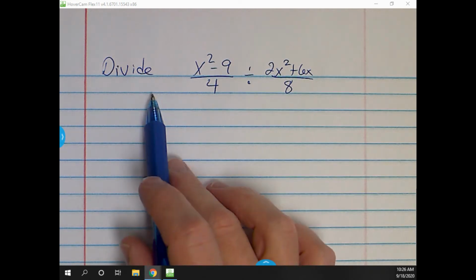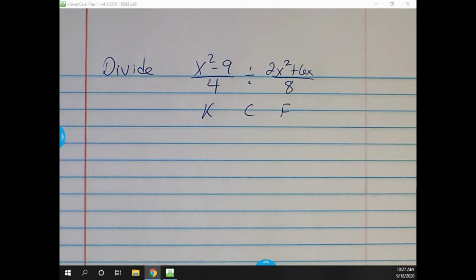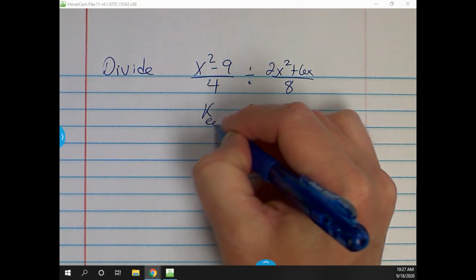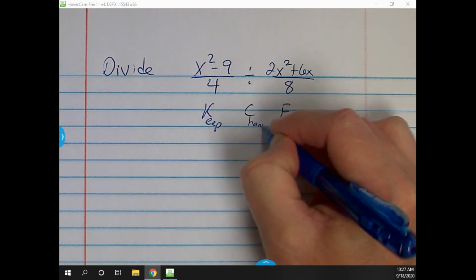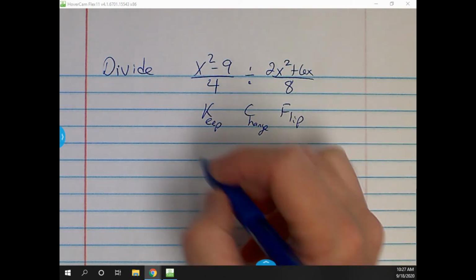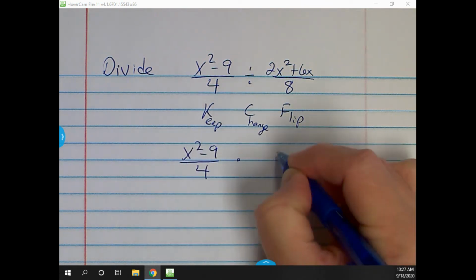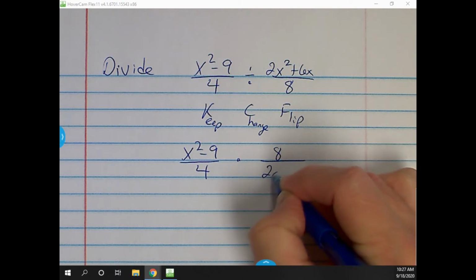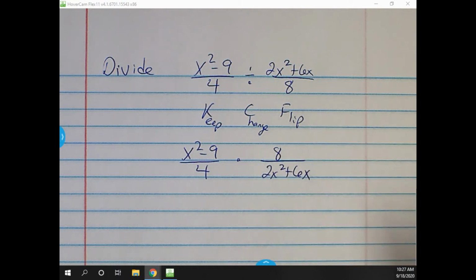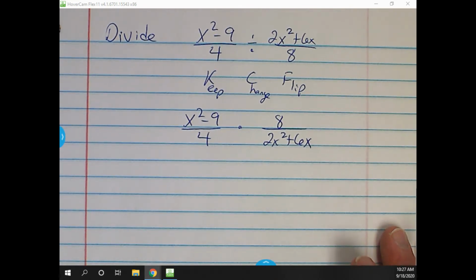Before we do anything at all with the division problem, that's where we're going to keep it, change it, flip it, like you did back in middle school. Keep the first fraction the same. You're going to change the division to multiplication, and then you're going to flip or take the reciprocal of the second fraction. Okay, so when we do that, now we have x squared minus 9 over 4, and then times 8 over 2x squared plus 6x.